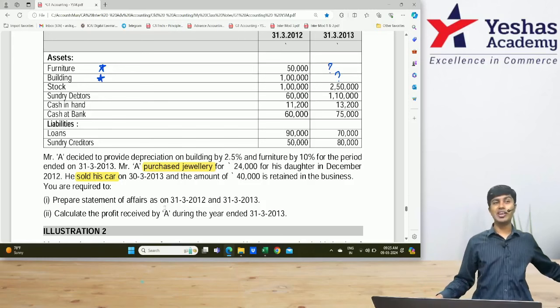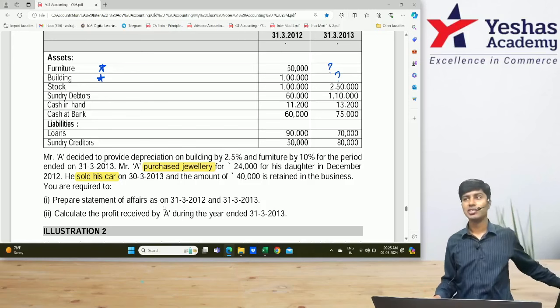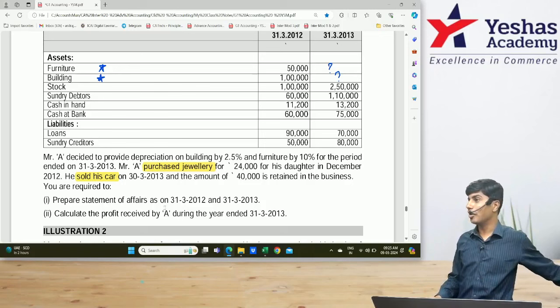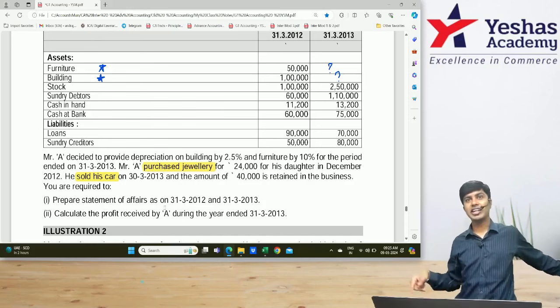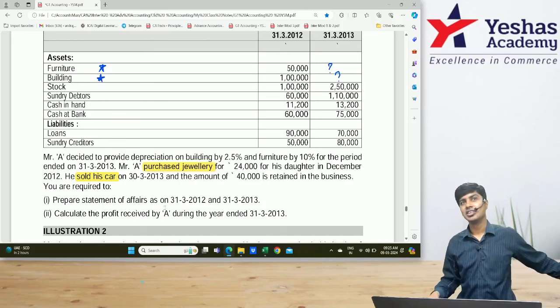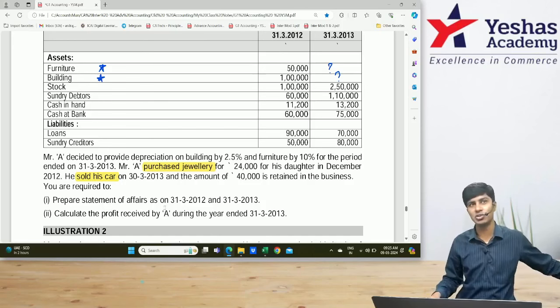See, the client will not tell, sir, I made drawings of 40,000, I made additional capital of 40,000, I made drawings of 24. The client will not tell like that. The client will tell, actually, my daughter is there. No, that second daughter, not the first daughter. That second daughter's wedding was there. So then we all were thinking, then we finally bought jewelry, 24,000.